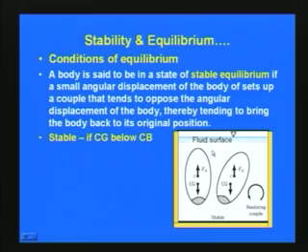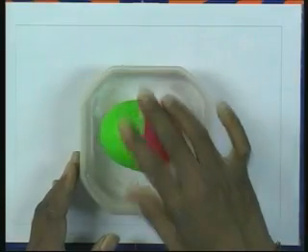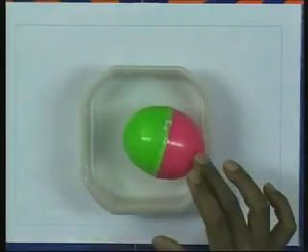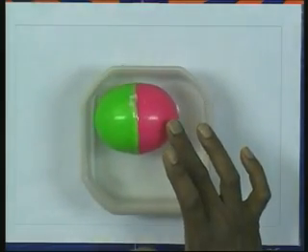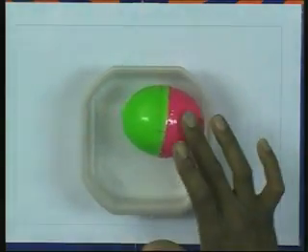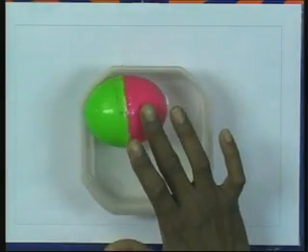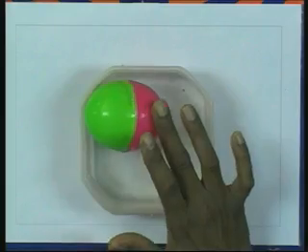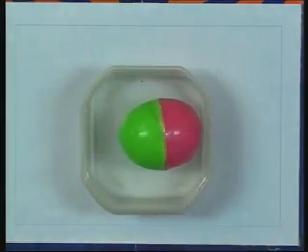The couple tends to oppose the angular displacement of the body and bring it back. In this small experiment you can see there is water in a container and a body is floating. I am giving a small overturning moment like this, but you can see that the body still returns to its original position and becomes stable. This kind of equilibrium, where a small angular displacement sets up a couple that tends to oppose the angular displacement, is called stable equilibrium.